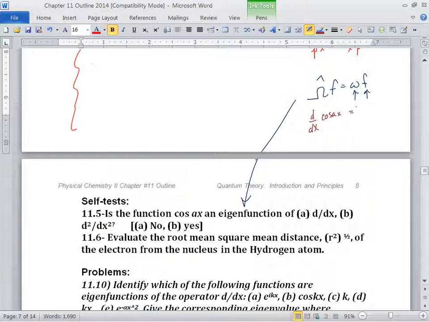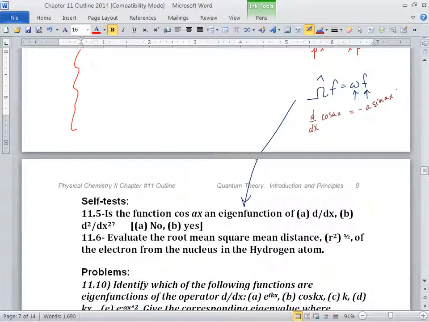Well, what would you get? Negative sine ax. Oh, yeah, don't forget about that a. Thanks. Negative a sine ax. It's kind of cool. Looks like we have an eigenvalue, but do we? We don't, because we don't get the function back. So the answer is no.